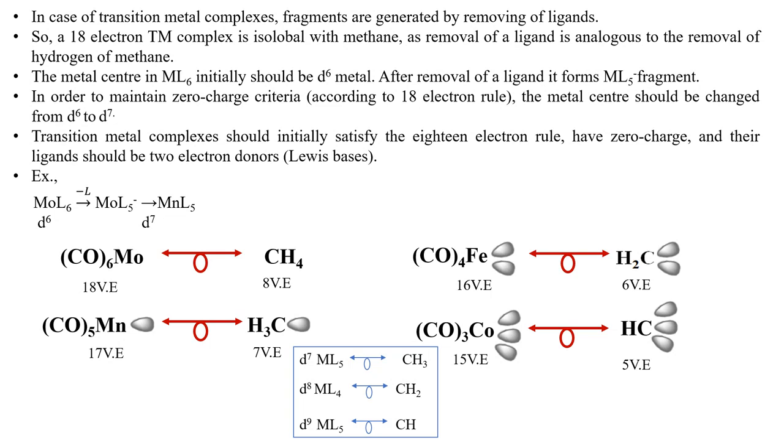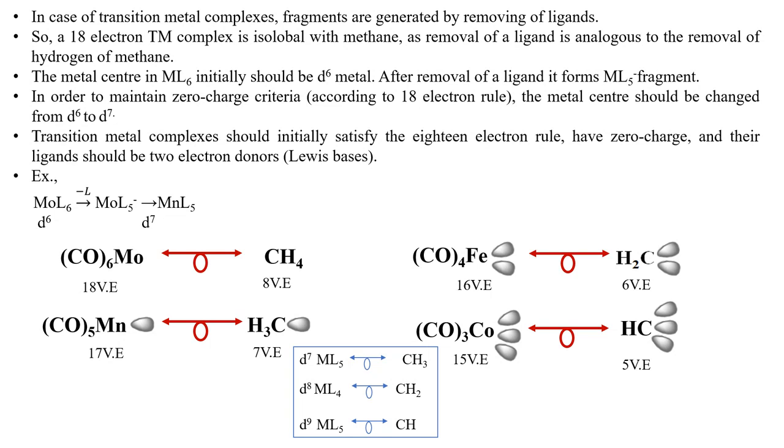The metal center in ML6 initially, when you begin the process, should be a d6 metal. When you remove a ligand, what happens? You get an ML5 minus fragment. That is, there will be a negative charge. You know that according to the 18 electron rule, the formed complex should be neutral, so zero charge is one of the essential criteria. So in order to convert a negatively charged molecular fragment to a zero charge fragment, you just simply increase the positive charge. That is, you replace a d6 metal with a d7 metal.